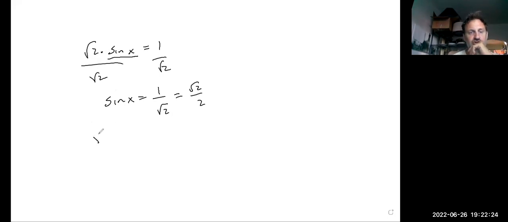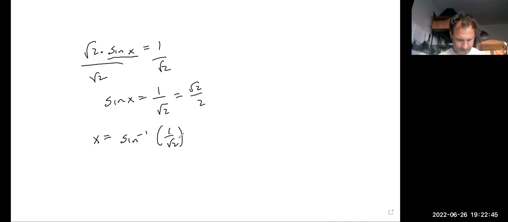Of course, we could just use a calculator to answer this question, and it would provide us with an answer. Let's take a look. I'm in degree mode, so inverse sine of 1 divided by the square root of 2. So it turns out that answer is 45 degrees. From the calculator's perspective, x equals 45. That's in degree mode. Now, the problem is that this is not the only solution.